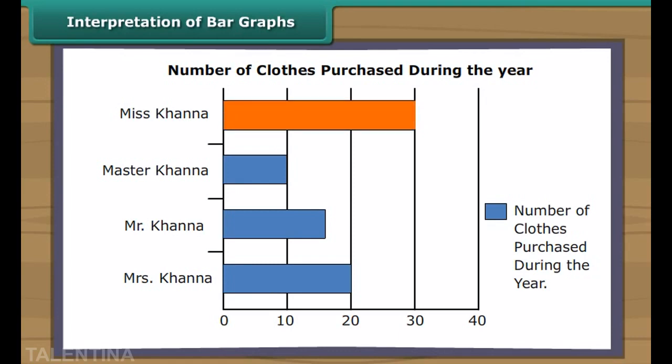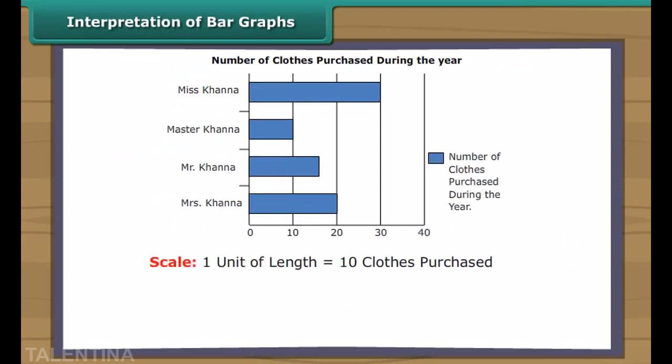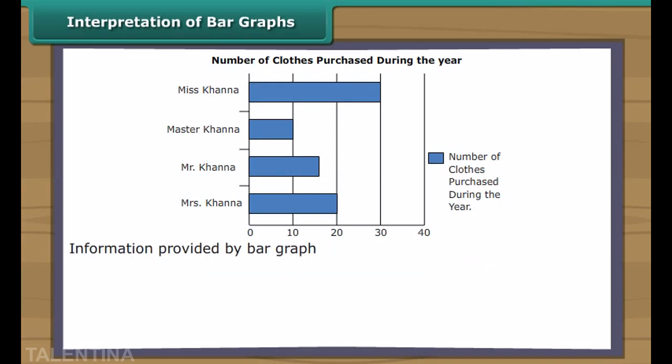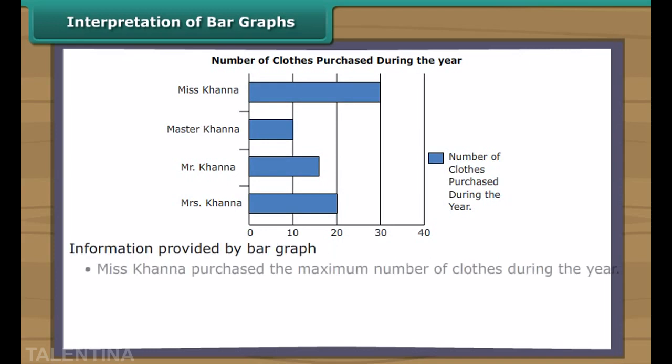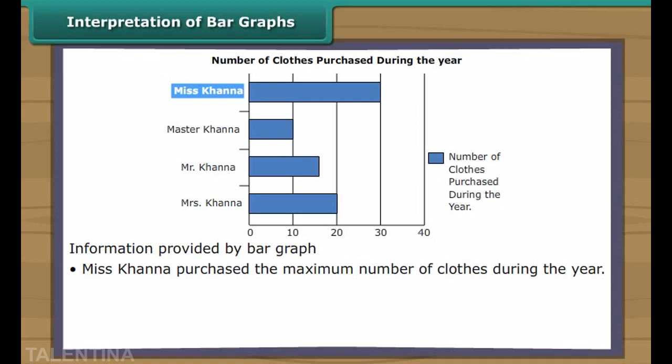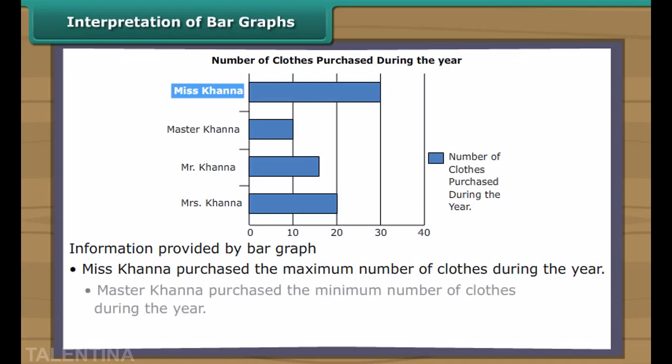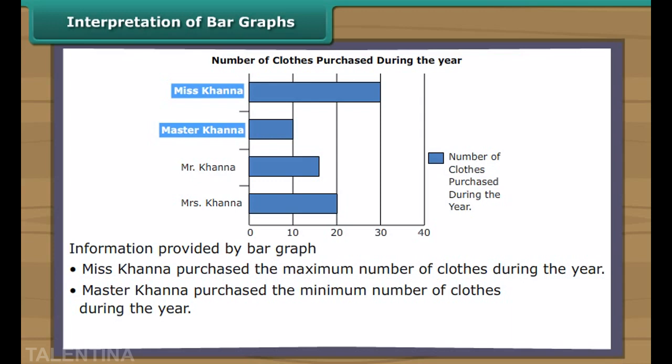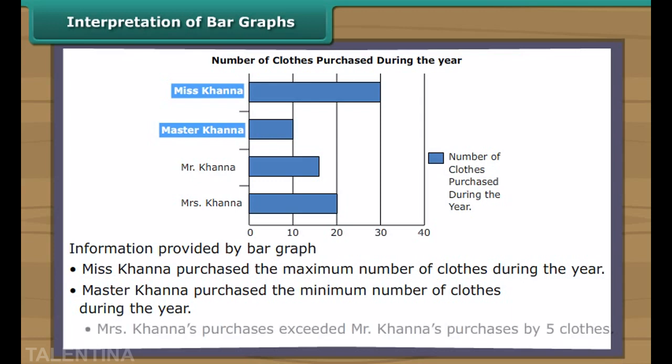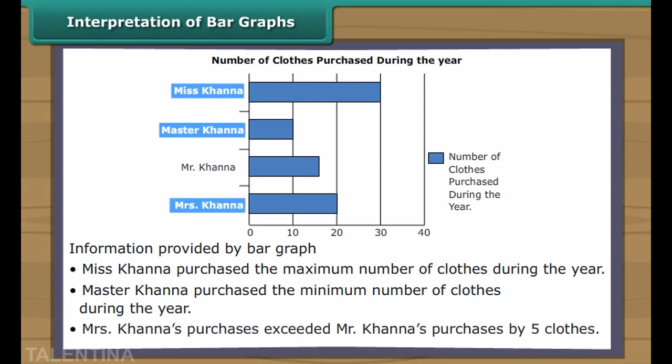The thickness of the bars and the gap between the bars are identical. It shows details of clothes purchased by the members of the Khanna family during the year. 1 unit of length represents 10 clothes purchased. It is clear from the bar graph that Miss Khanna purchased the maximum number of clothes during the year. Master Khanna purchased the minimum number of clothes during the year. Mrs. Khanna's purchases exceeded Mr. Khanna's purchases by 5 clothes.